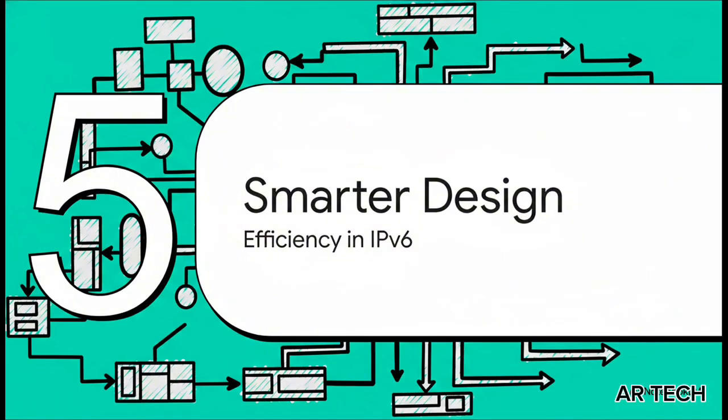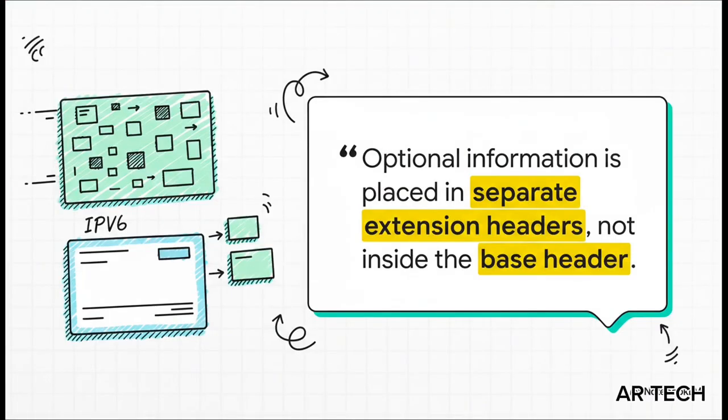It is all about a cleaner, smarter design. And this right here, this is the core philosophy of IPv6. Unlike its clunkier predecessor, IPv4, where all sorts of optional info could bloat the main header, IPv6 is all about keeping that main shipping label clean, simple, and always a fixed size for maximum speed.